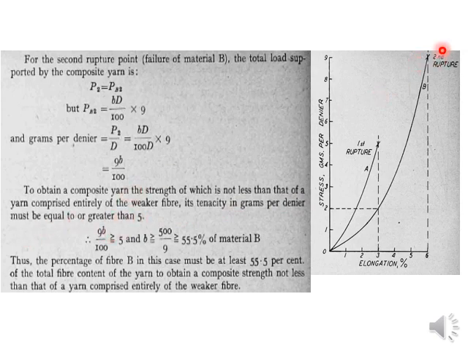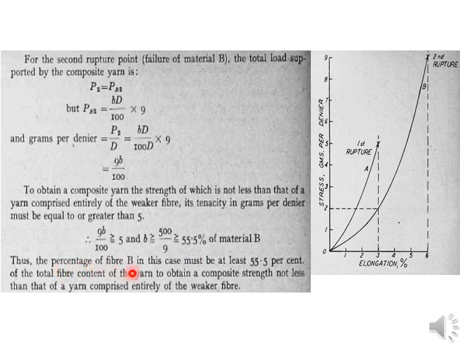So this rupture point should be higher than 5, because at the second rupture point, these two fibers have already broken, which means the yarn is broken. So at this rupture point, the stress or the tenacity is denoted by 9B by 100. So 9B by 100 should be greater than or equal to 5, and B equals 500 by 9, which is greater than or equal to 55.5%. Okay, so from this equation the value of B is coming to 55.5% of material B.